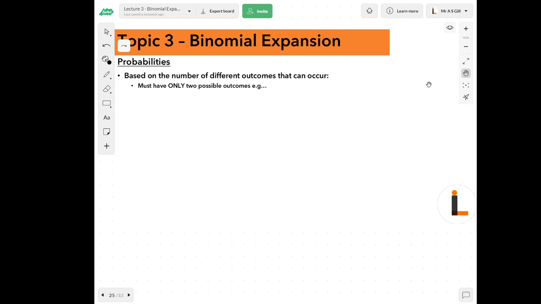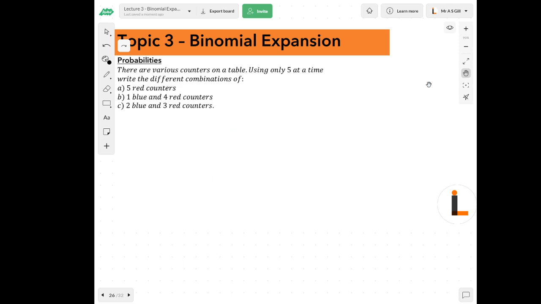The key thing is that it is based on the number of different outcomes that occur, and to use binomial probabilities, there can only be 2 possible outcomes. For example, heads or tails, or win or lose. Or something and not something. This apostrophe here, this prime, means not in probability. So something or not something, 2 possible outcomes. So we've got this example here.